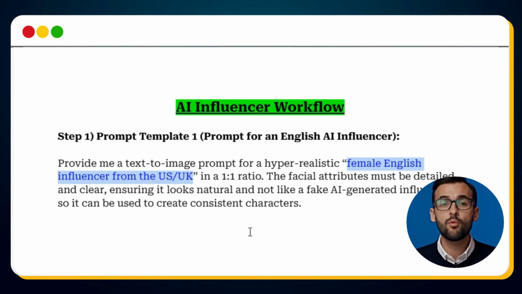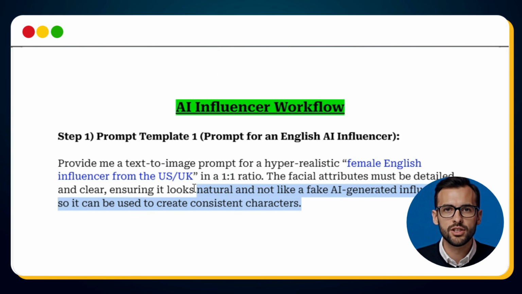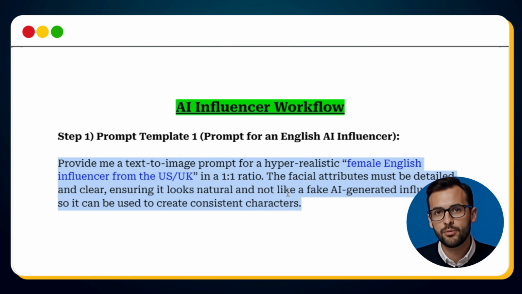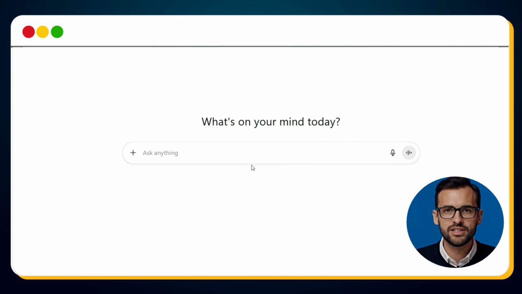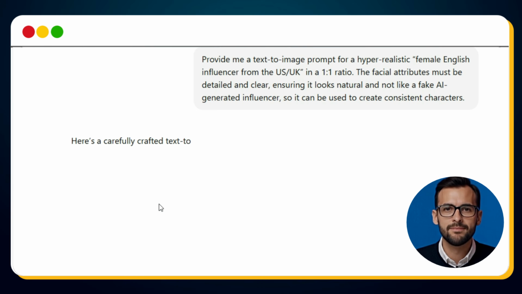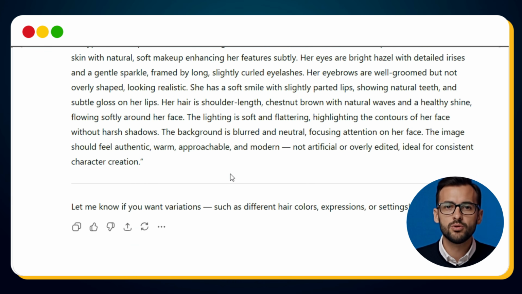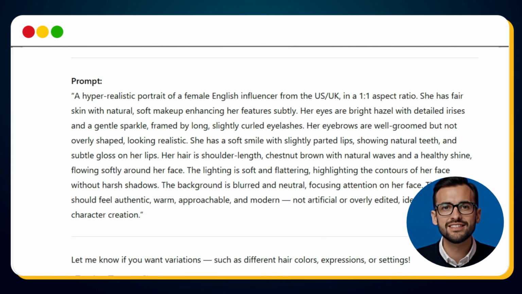For example, I wanted a female English-speaking influencer from the USA or the UK, so I typed that into the placeholder. But if you want to create an Indian or Asian AI influencer, it's super easy, just change the blue placeholder text to fit your idea. Once you've made the desired changes, simply select and copy the entire prompt template, head over to ChatGPT, paste it there, and hit send. And just like that, ChatGPT will do its magic and provide you with a detailed text-to-image prompt, a ready-to-use guide for creating your very own AI influencer.